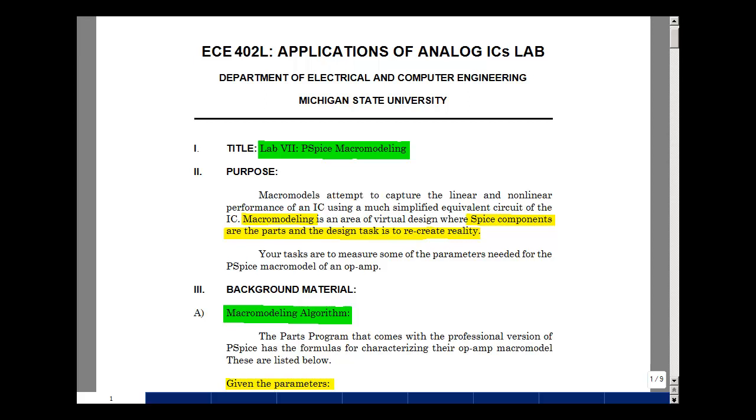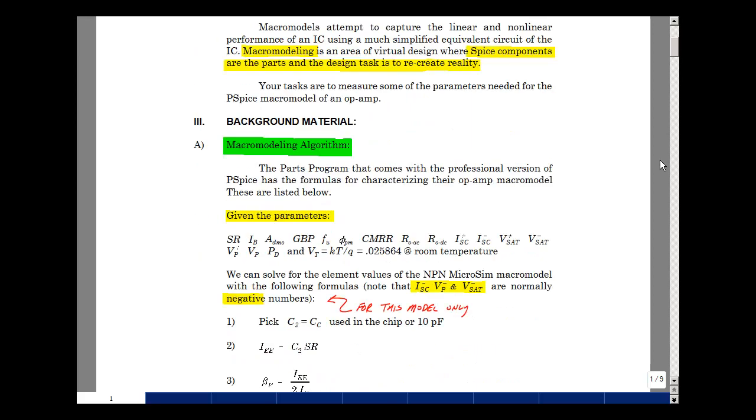Your task in this lab is to measure some of the parameters needed for the PSpice macromodel of an op-amp. In earlier versions of the PSpice program, they had another program called the parts program, where you gave parameters of an op-amp and it kicked out the values of the components in their macromodel. The parts program no longer exists, but I was able to break down the formulas that they were using in the parts program.